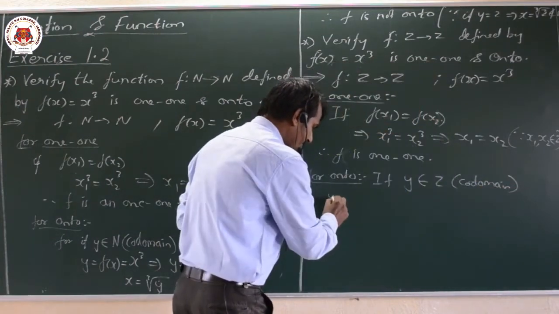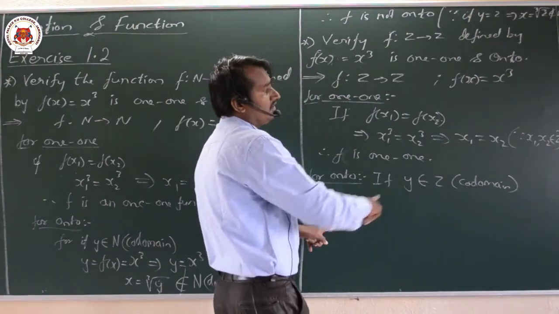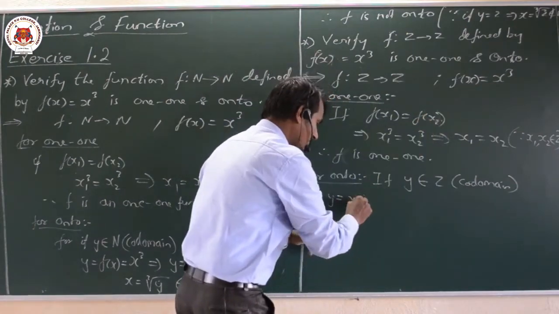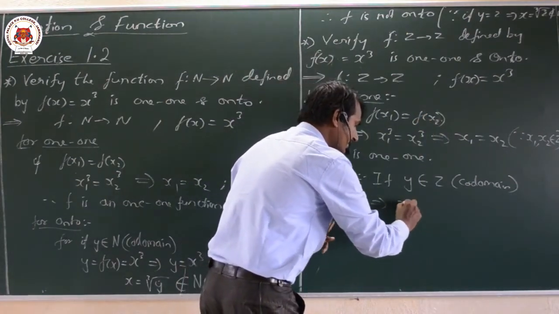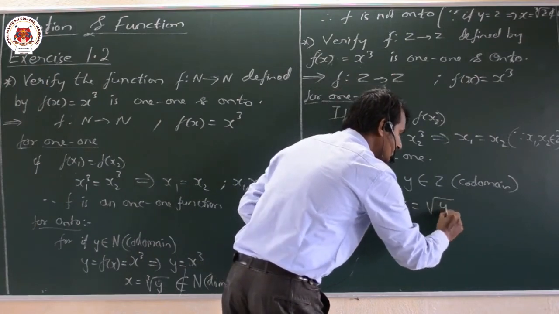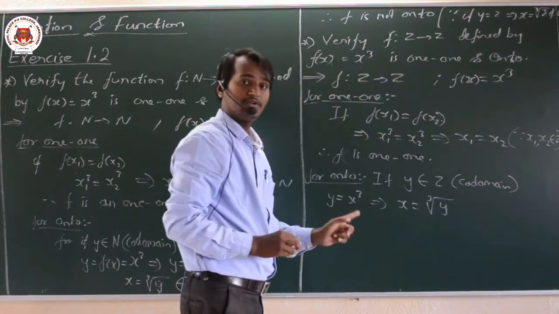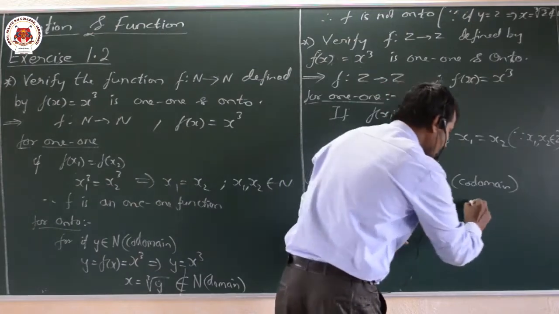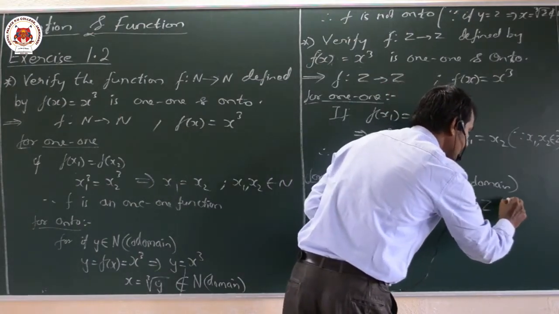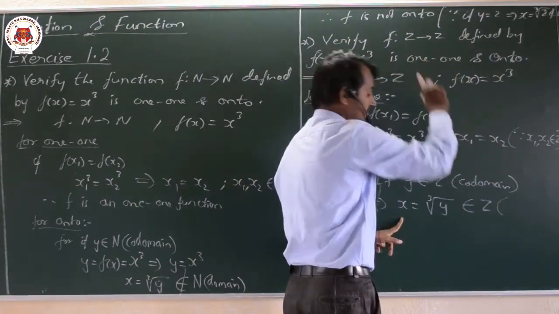Now what do you mean by y here? y equal to f of x. f of x means x cube. y equal to x cube. That implies x equal to the cube root of y. Now does this x belong to Z? Z means what here? That is the domain.